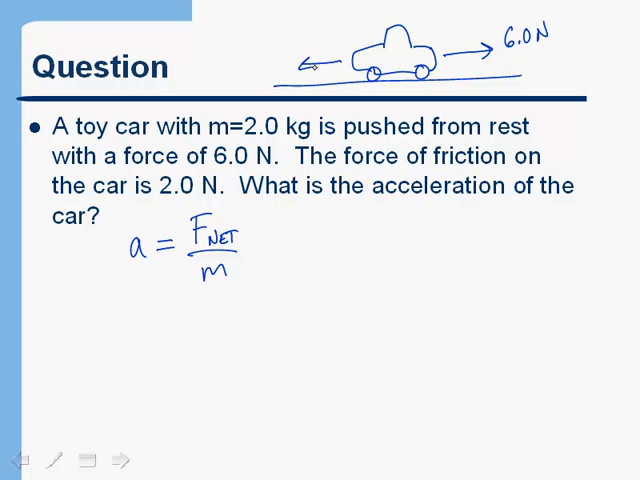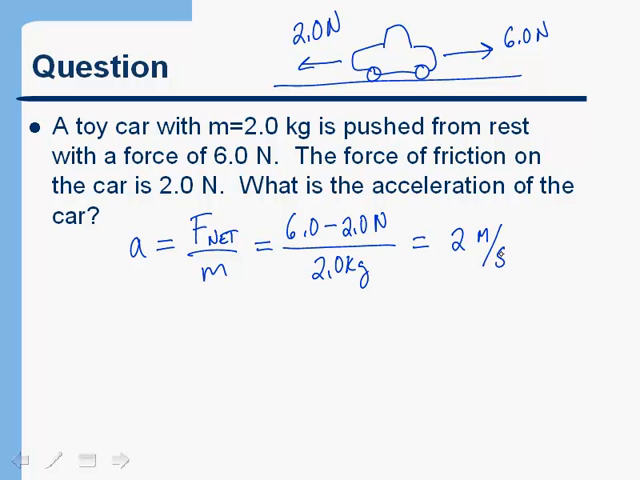Friction always opposes the direction of motion. So the net force on the car would be 6 newtons minus 2 newtons. So the net force would be 4, divided by 2 kilograms. And let's see, 6 minus 2 is 4, divided by 2. So the answer would be 2 meters per second squared. And that would be the acceleration.